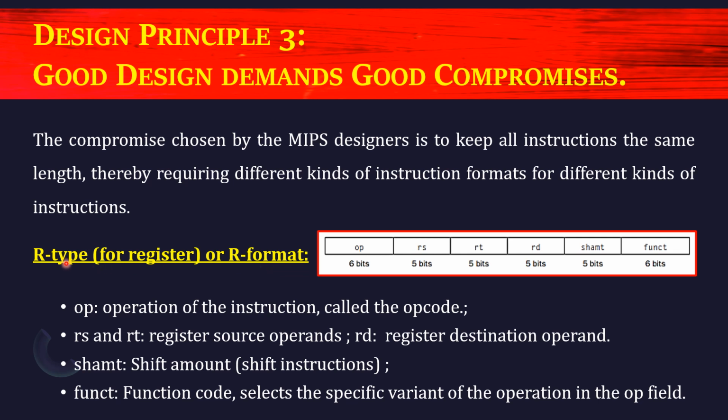Let us look into the R format first. R stands for register, R type or R format. It consists of 6 bits for representing the operation of the instruction, 5 bits each for the 2 source operands and 5 bits for the destination operand, the shift amount, which is 5 bits for the shift instructions, and 6 bits for the function code, which selects the specific variant of the operation in the opcode. So this is the R format.